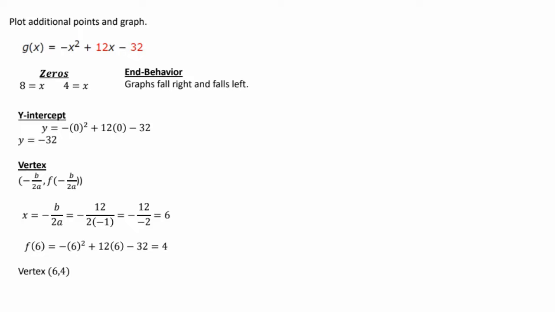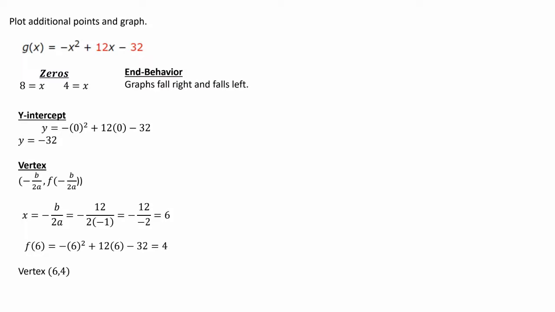Now I'd like to find its intercepts. Again, to find the y-intercept, set x equal to 0. So my y-intercept here is negative 32. Also, I use my formula to find the vertex. I discover that the x value of my vertex, using minus b over 2a, when this function is given to me in general form, ax squared plus bx plus c, where a is negative 1, b is 12, c is negative 32. When I apply these values, I get x is equal to 6. So that's the x value of the vertex.